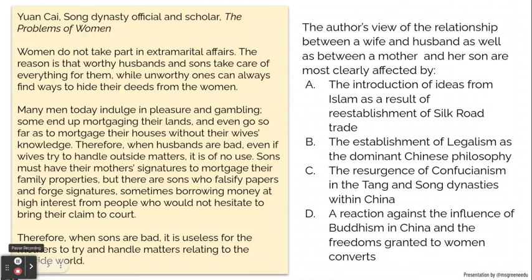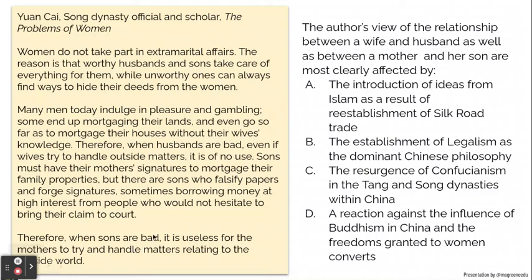Okay, so in this passage, it talks about women being very submissive. Women being moral, they can't have extramarital affairs, but yet the husbands are often doing bad stuff, even falling into debt. The sons sometimes even falsify papers. So it's talking about women being submissive, both with husband and wife and with mother and son. And so where did that come from? It's from Confucianism. So letter C, the resurgence of Confucianism in the Tang and Song dynasties within China, is the correct answer.